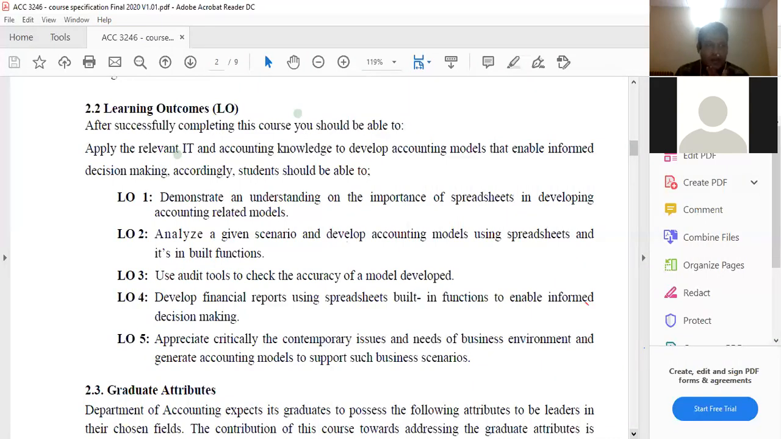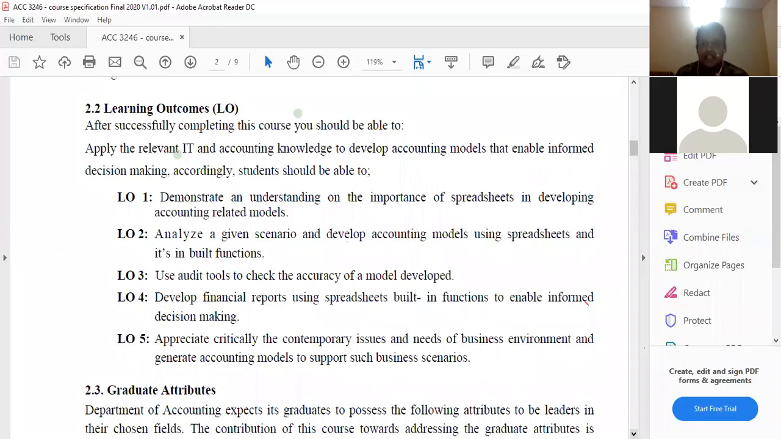One or two years back, we had lots of students who just managed to get a D plus for this subject. I would say there were like 20 to 30 students. That was the experience we used to have. It is simply because of the misconception. You think this is about spreadsheets, this is about Excel. No, that is not the case. This course is clearly about developing accounting models using a spreadsheet.